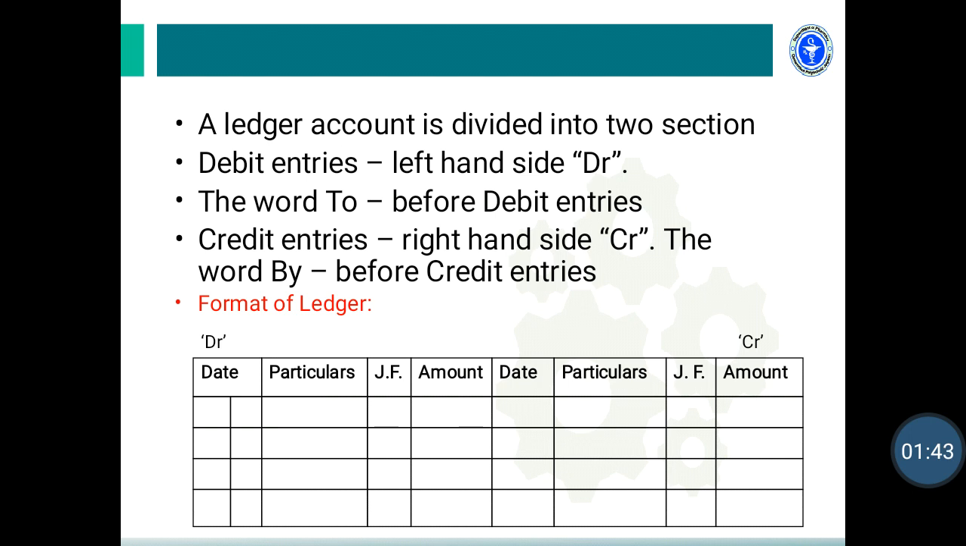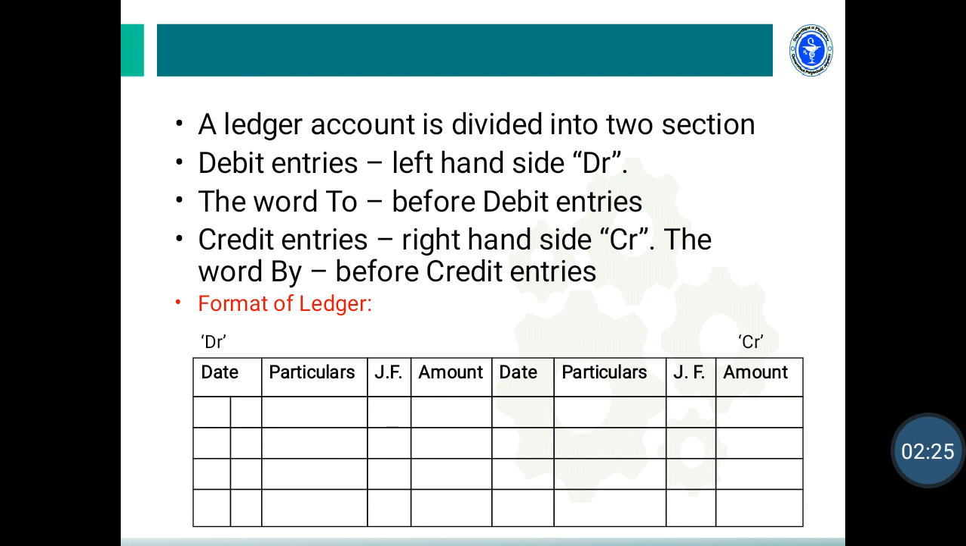The ledger account is divided into two sections by a central vertical line. All the debit entries are made on the left hand side, and the word "To" should be placed before the debit entry, while the credit entries are made on the right hand side. The abbreviation CR is present at the top of the right hand side, and the word "By" is placed before the credit entry.